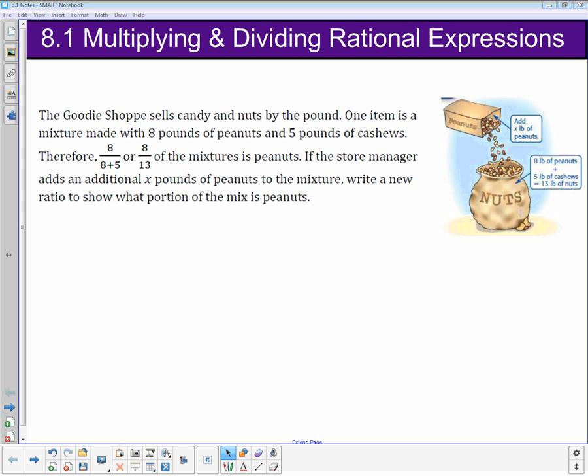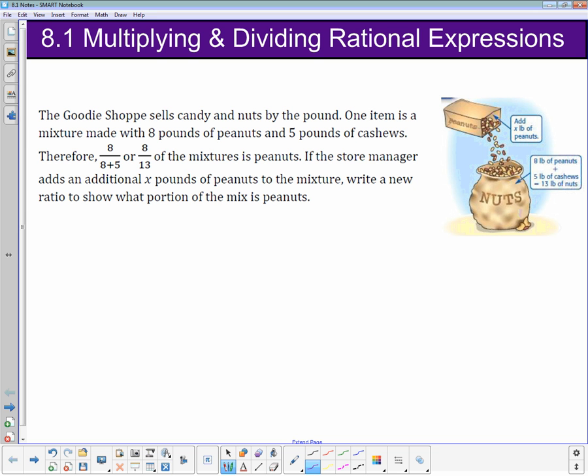Our example up at the top says the Goody Shop sells candies and nuts by the pound. One item is a mixture made of 8 pounds of peanuts and 5 pounds of cashews. Therefore, 8 out of 8 plus 5, or in other words, 8 out of 13 of the mixture is peanuts, or 8/13 of the mixture is peanuts. If the store manager adds an additional X pounds of peanuts to the mixture, write a new ratio to show which portion of the mix is peanuts.